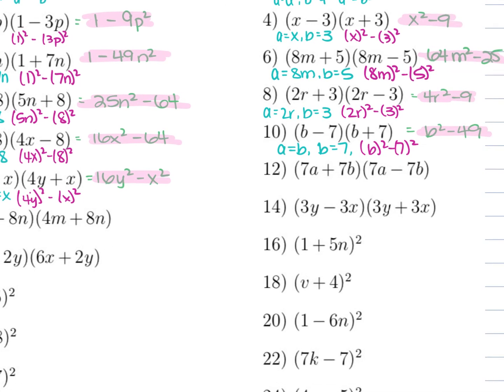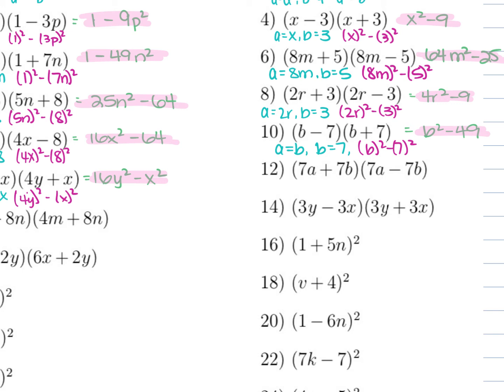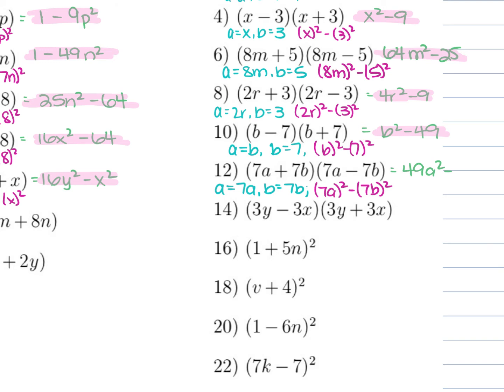For number 12, we have 7a plus 7b times 7a minus 7b. So your a is the 7a, your b is the 7b. We're going to do 7a to the second power minus 7b to the second power. So that 7a to the second power is 49a squared minus 7b to the second power is 49b squared.